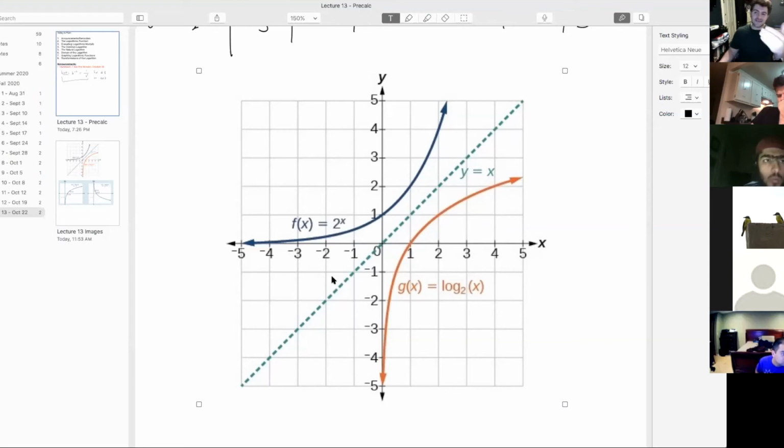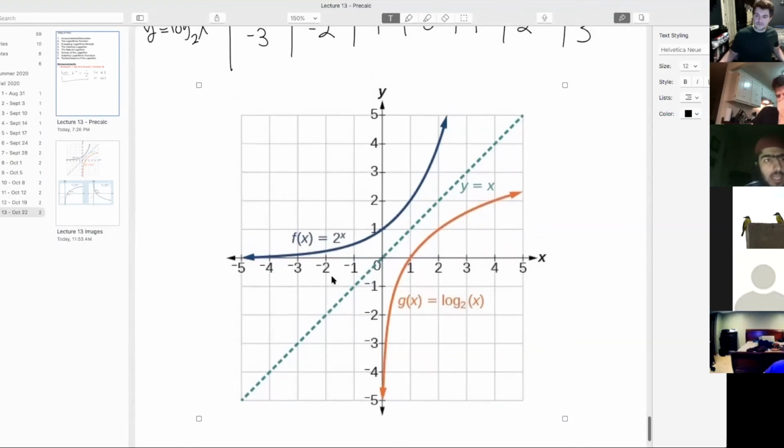You can see if you flip it over the y equals x line, you get exactly log base 2. Does y equals x refer to it having the same slope as x? No, it refers to the fact that you're interchanging the x and y coordinates.